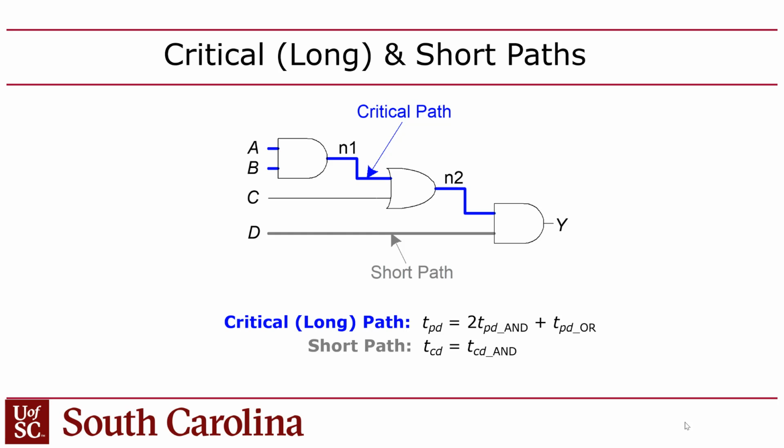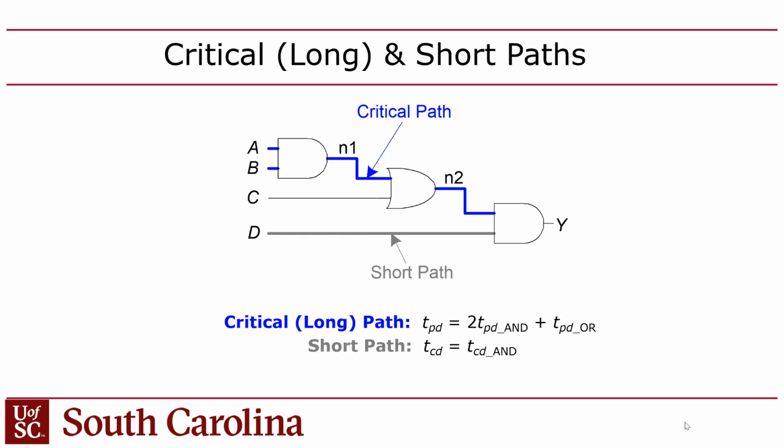So with regards to the whole circuit, if we calculate the contamination delay, or the shortest possible path through the circuit, it's going to be the contamination delay of just this AND gate, right? But the propagation delay of the whole circuit is going to be the propagation delay of the AND gate plus the delay of the OR gate plus the delay of the AND gate, right?